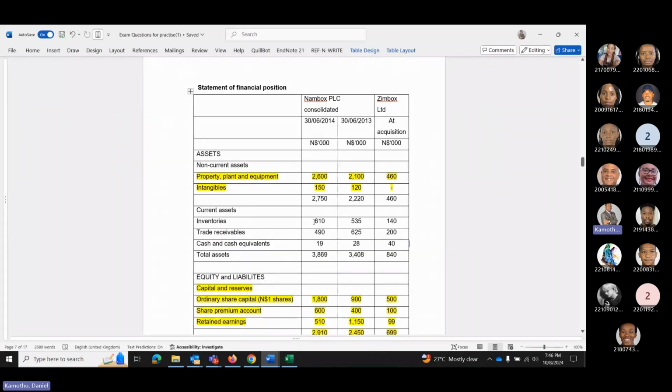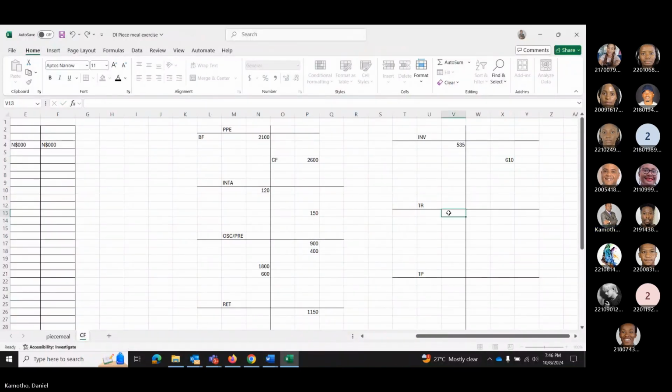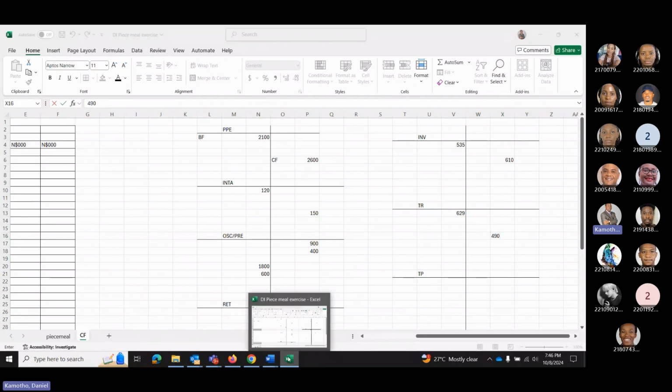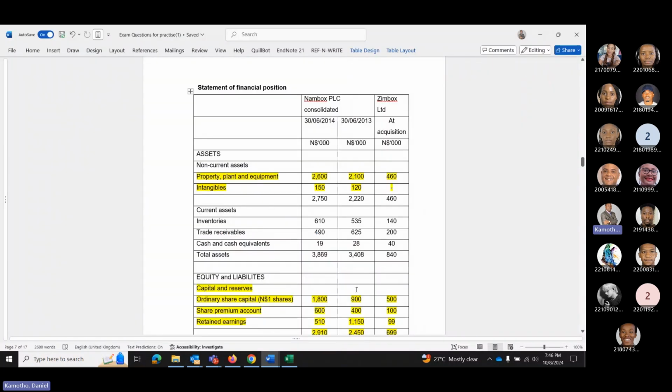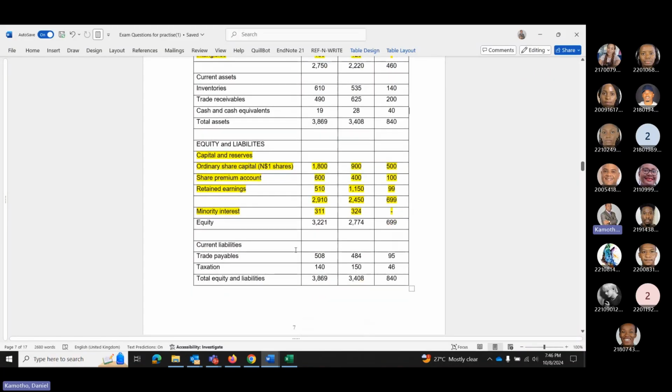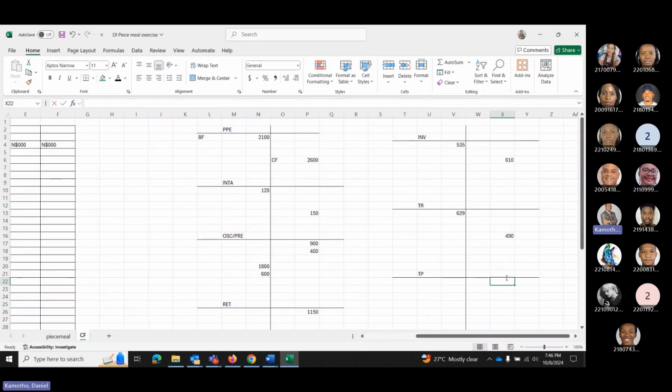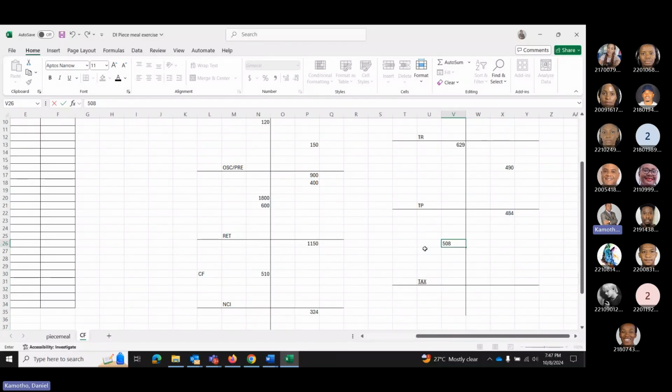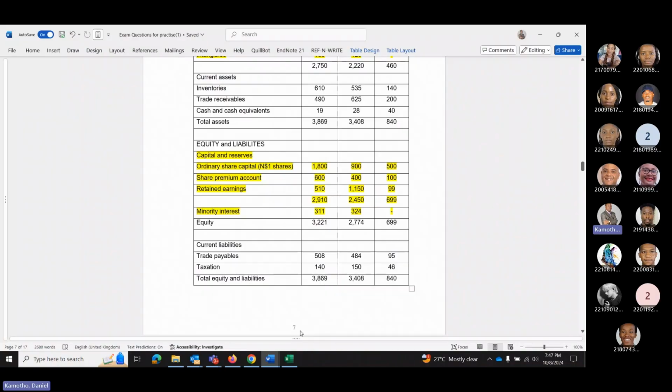That is inventory. Trade receivable, 625 and 490. If we get the figures copied wrong, then we'll have trouble, so we must copy them correctly. Then we go to the trade payable, 484 and 508. Notice there, they are opposite. That is trade payable. And then the tax, finally, we have 150 and 140.